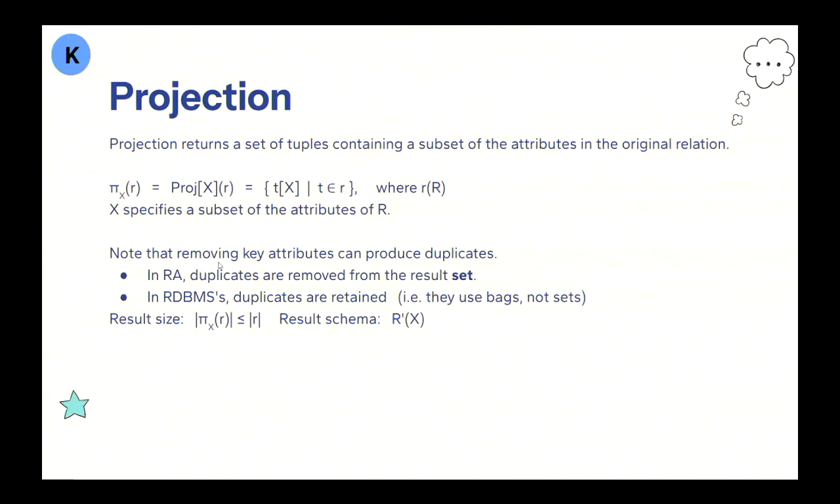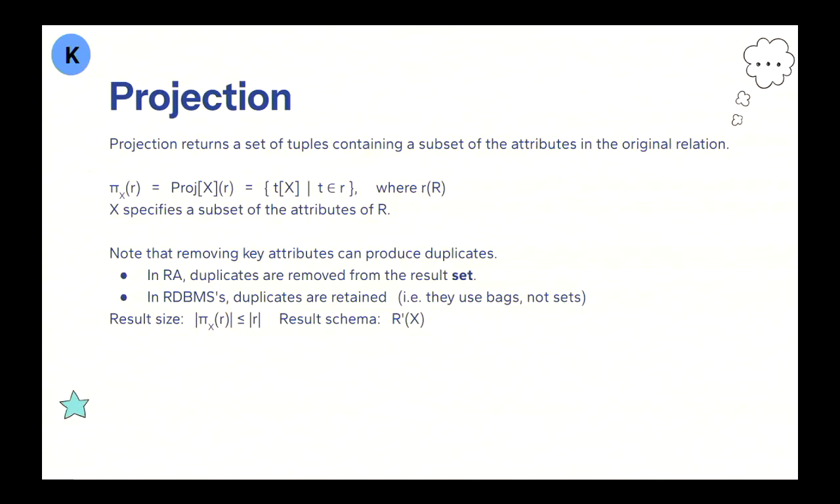So here, a key thing you have to take note of is that if in the projection we don't select the key, we may end up having duplicates. And in SQL, if you don't select the key, the result will include all the duplicate values. That's because for SQL queries, by default, if you don't select distinct without a key, it's generating a bag of values which allows duplicates. But in relational algebra, duplicates are automatically removed because it's operating on sets.